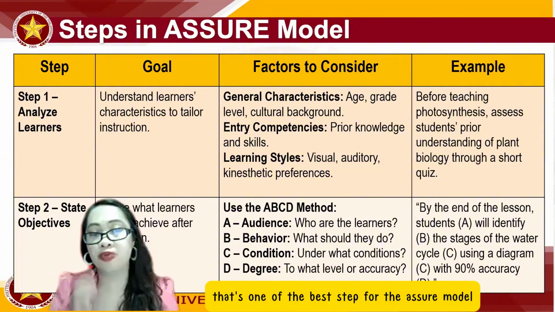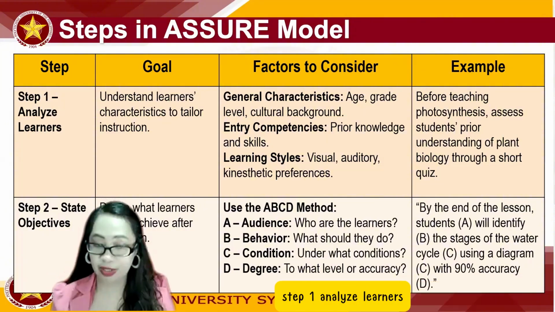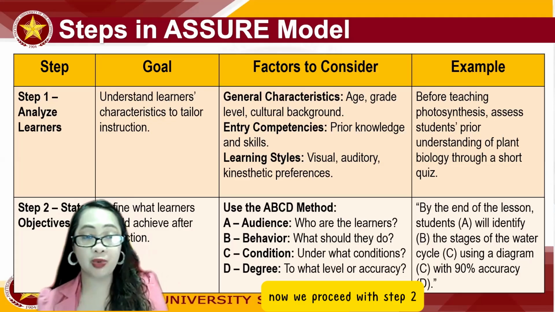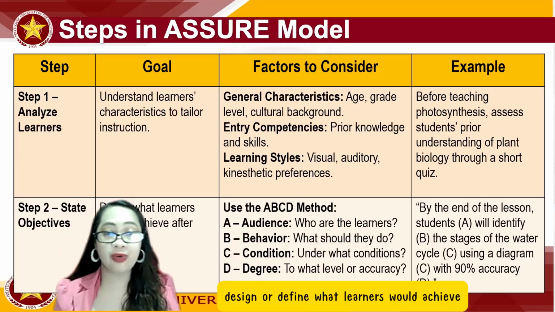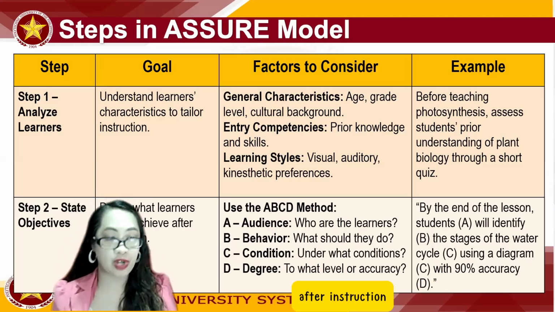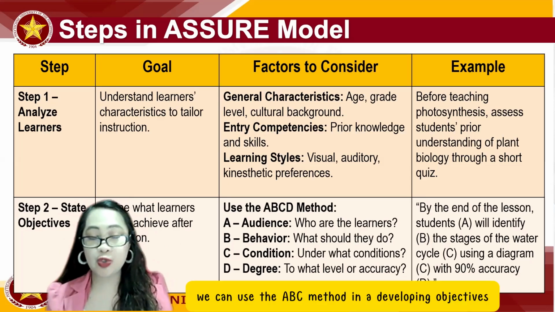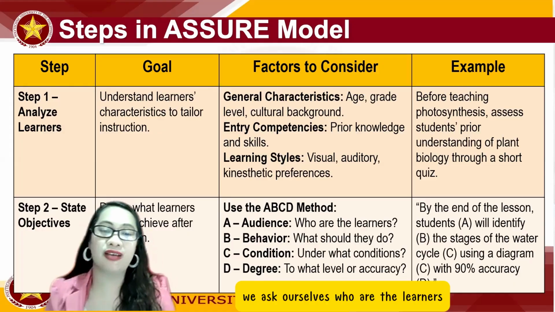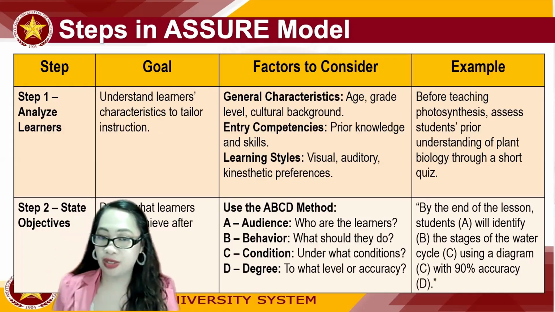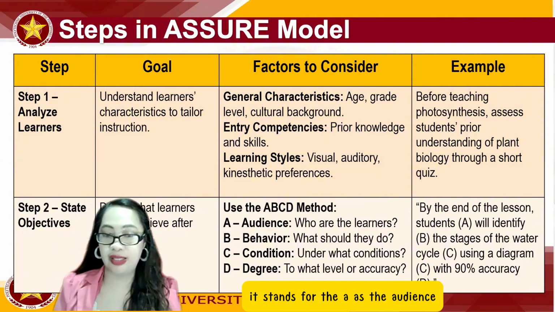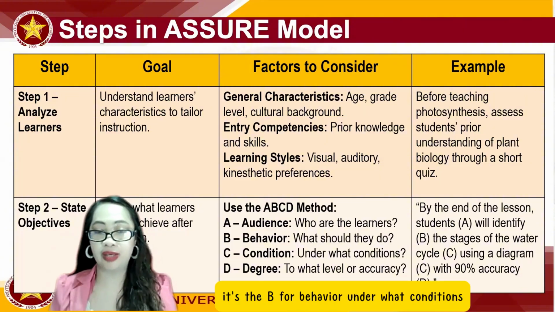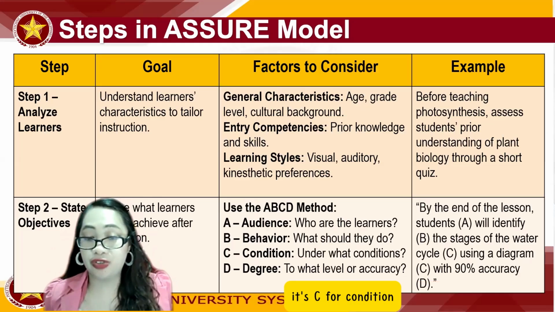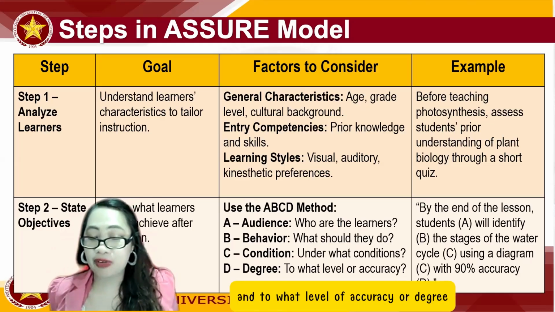Step 1, analyze learners. Now we proceed with step 2, state objectives. Define what learners would achieve after instruction. We can use the ABCD method in developing objectives. We ask ourselves, who are the learners? It stands for the A as the audience. What should they do? It's the B for behavior. Under what conditions? It's C for condition. And to what level of accuracy or degree?